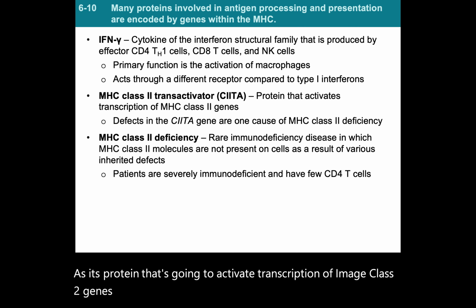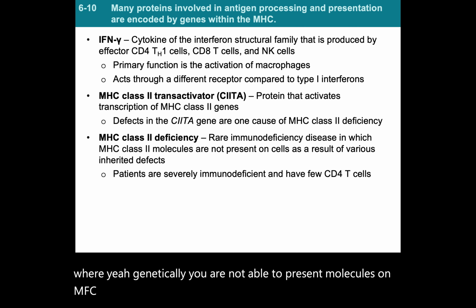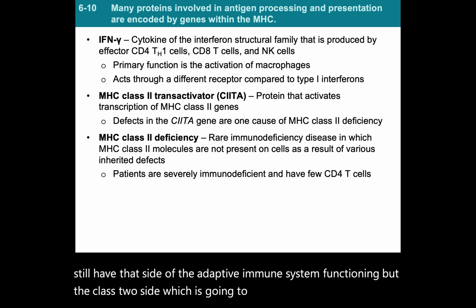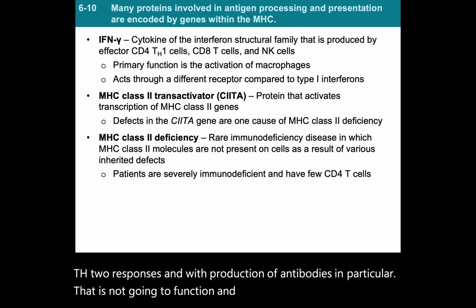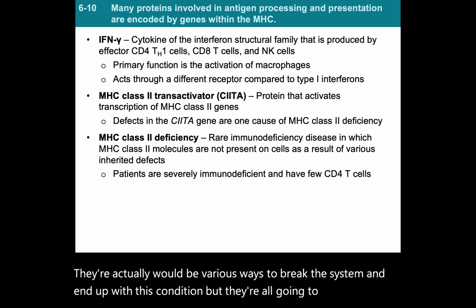And then class 2 deficiency is going to be a case where, genetically, you are not able to present molecules on MHC class 2. Class 1 presentation would still work, so you would still have that side of the adaptive immune system functioning, but the class 2 side, which is involved with Th2 responses and with production of antibodies in particular, is not going to function. People with this condition, and there actually would be various ways to break the system and end up with it, are all going to have a very serious immunodeficiency disease.